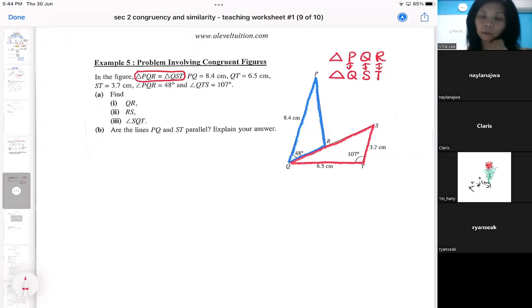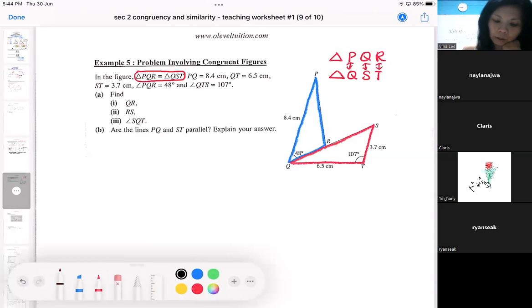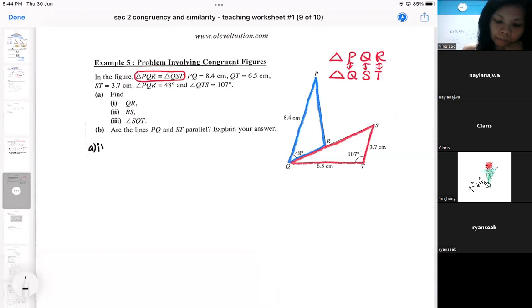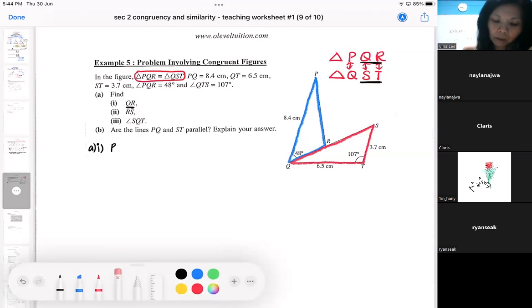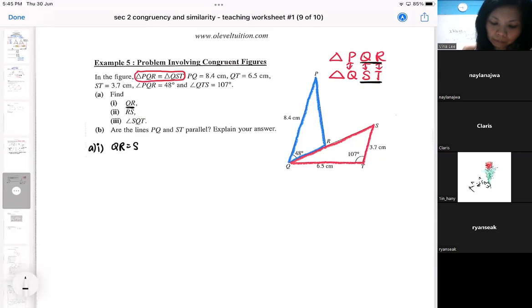Again, we're going to make use of the congruency statement. For part 1, I'm going to get QR. I will get QR from ST. Do you see why? Because of the congruency statement, QR is equal to ST, and ST is already given as 3.7 centimeters. So that's it. Match the length and you get the answer.